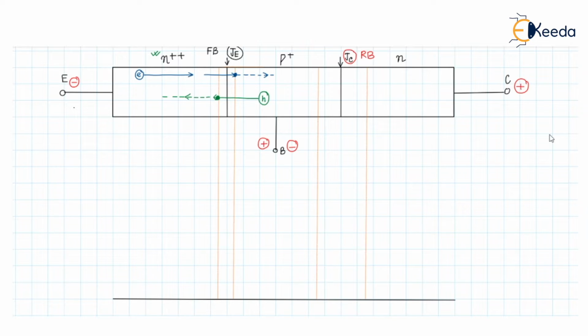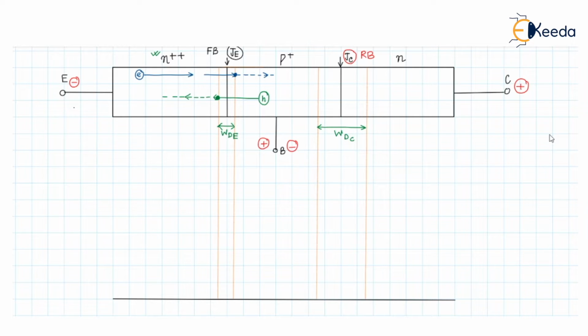We can say another thing: since the JC junction is reverse biased, you can see the depletion region here is very wide for the JC junction, but the depletion width at the JE junction is thinner with respect to the JC junction.